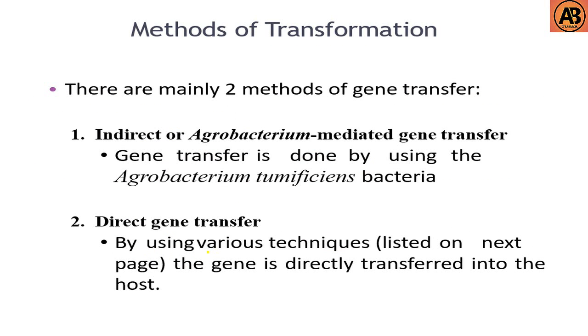Then, what are the methods of transformation? There are mainly two types of methods, such as indirect or direct. Indirect, or Agrobacterium-mediated gene transfer: gene transfer is done by using Agrobacterium bacteria. Then direct gene transfer: by using various techniques listed on the next page, the gene is directly transferred into the host.